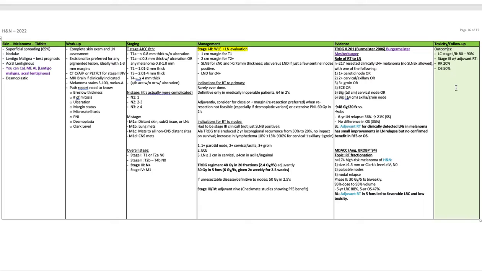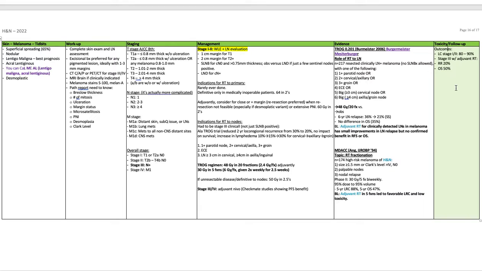N stage is actually more complicated than what's listed here, but you can remember it as N1 is 1 node, N2 is 2 to 3 nodes, N3 is greater than 4 nodes. M stage, M1A is distant skin mets, subcutaneous tissue or lymph nodes. M1B is lung mets. M1C is mets to all non-CNS distant sites. M1D is CNS mets.